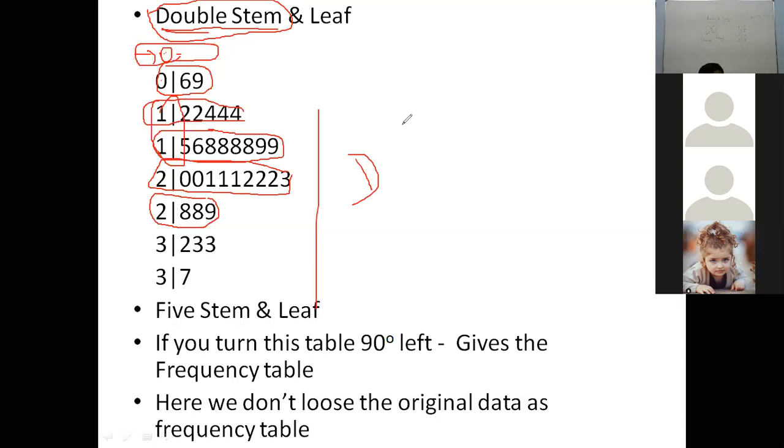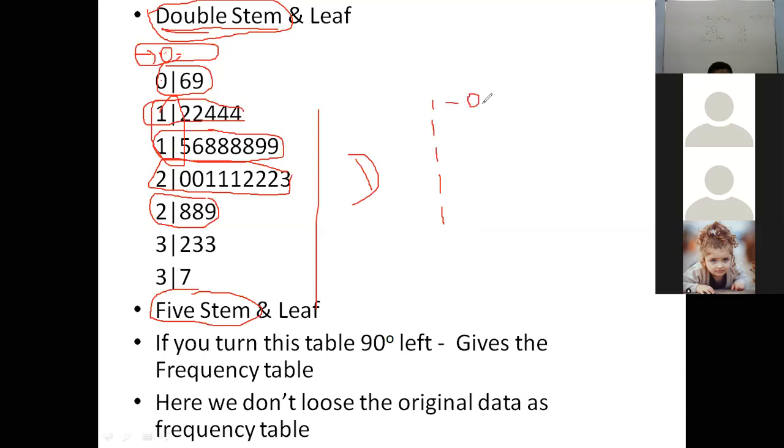Double stem. Double stem is better. Why? You can see more spread. Actually, double stem is also not enough. We'll have to go for 5 stem. What do you mean by 5 stem? You split the data 5 times. So in this first one, what are the observations accommodated?